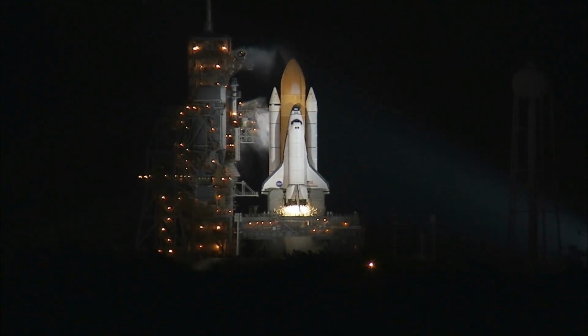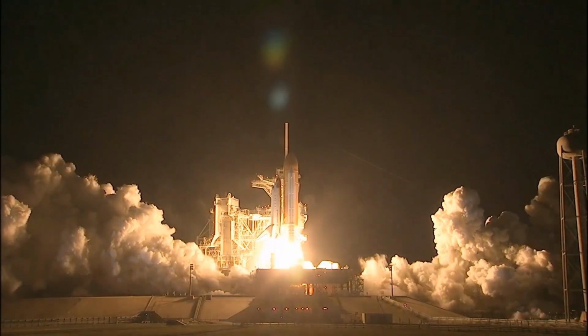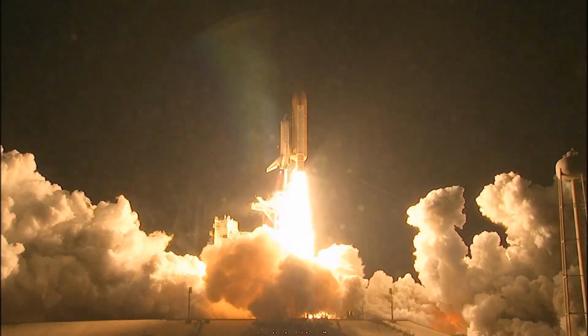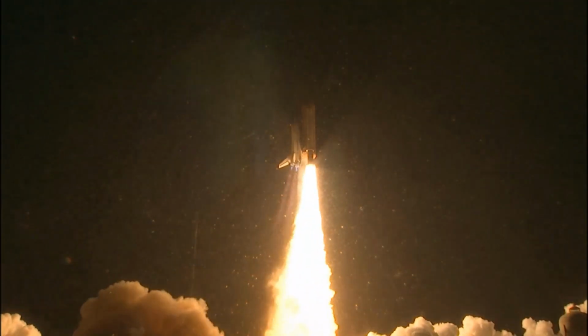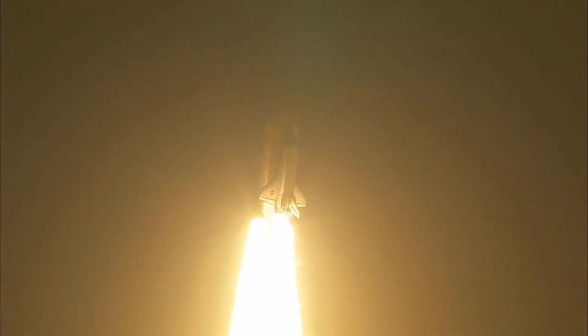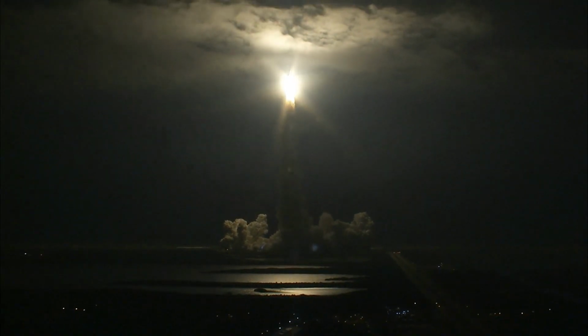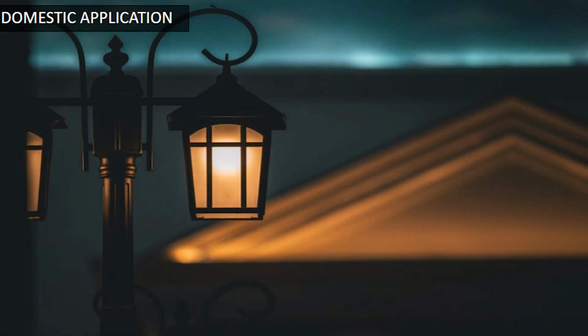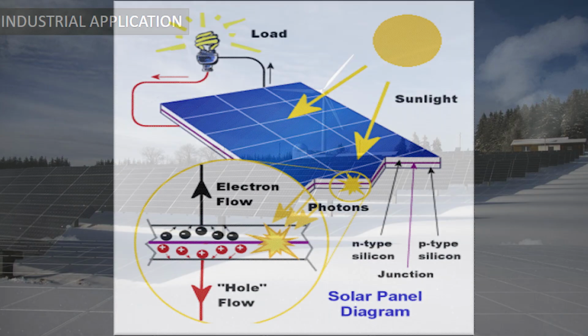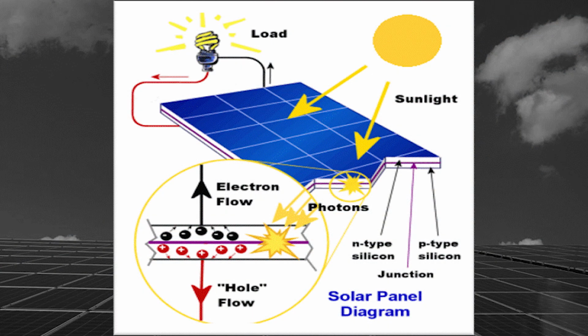In the 1960s, the space industry began to make the first serious use of PV technology to provide power aboard spacecraft. Through the space program, the technology advanced, its reliability was established, and the cost began to decline. During the energy crisis in the 1970s, PV technology gained recognition as a reliable and potential source of power for domestic and industrial applications. A typical solar cell has two layers of semiconductor material, generally silicon crystals.